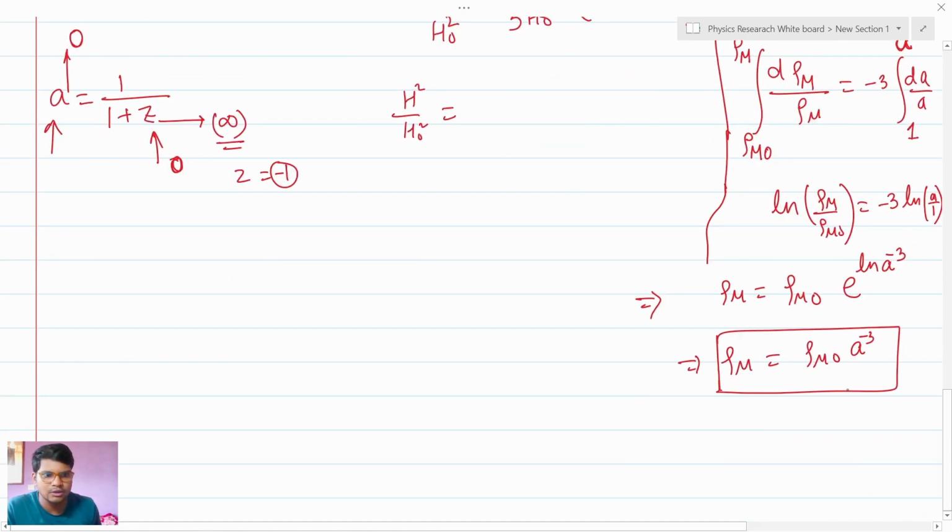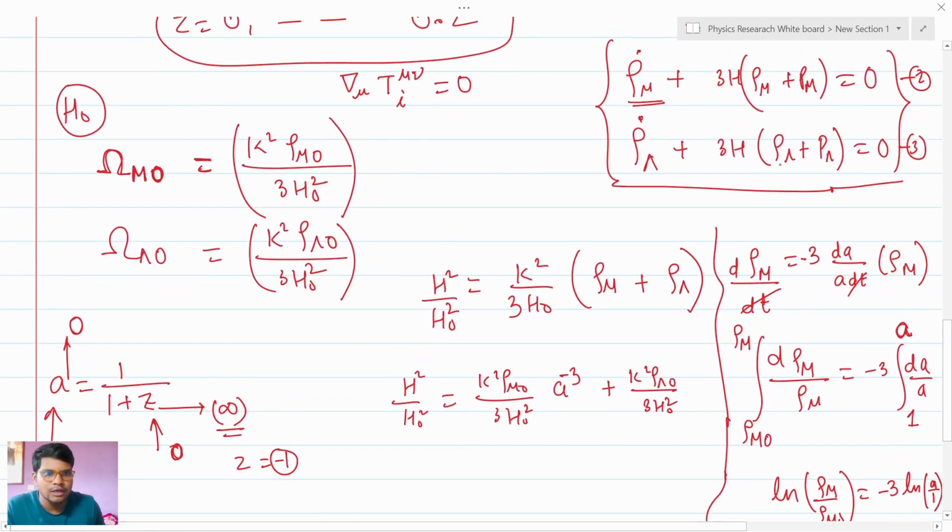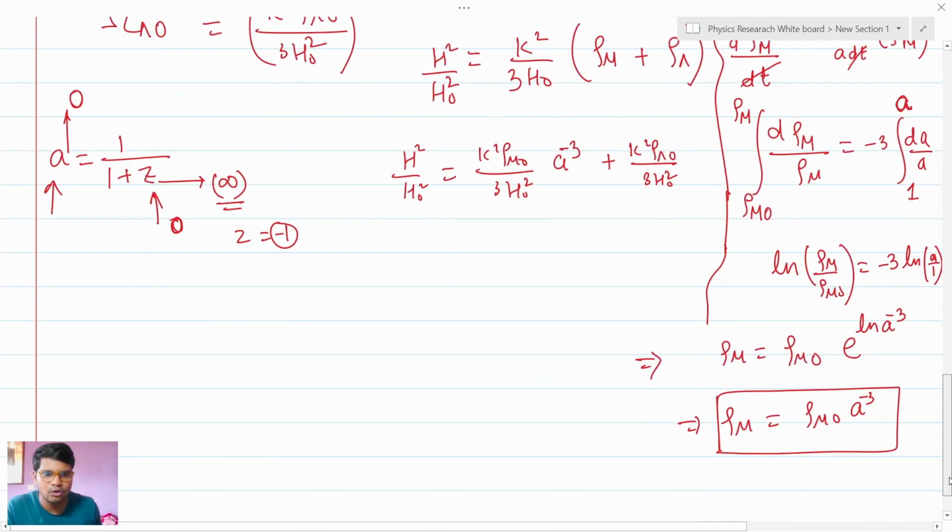I know what is rho m. So I can simply say it is rho kappa square rho m0 over 3h square. And again, we have A to the power minus 3, right? Similarly, this equation will also follow this one. And now we have nothing, because P is equal to minus rho, so this will cancel out and become 0. So rho lambda becomes constant. So we now have rho lambda 0.